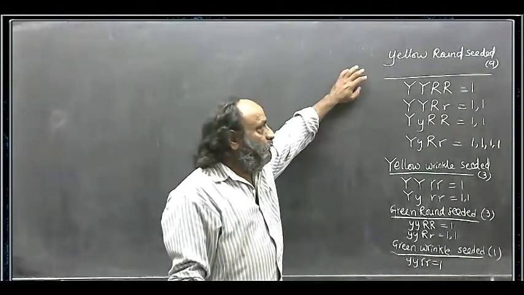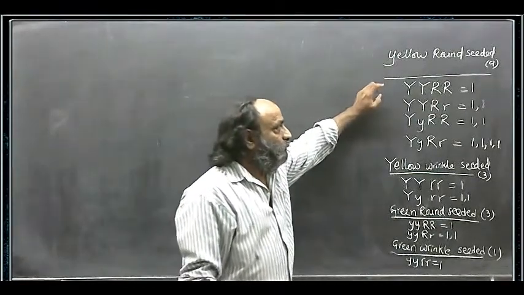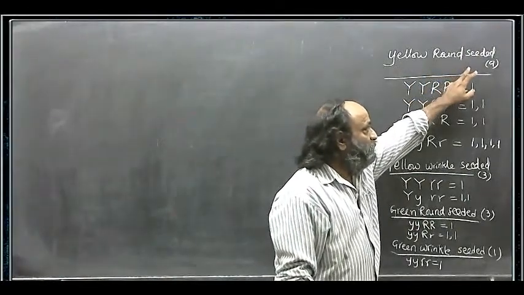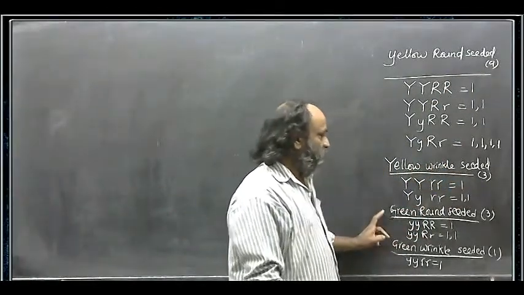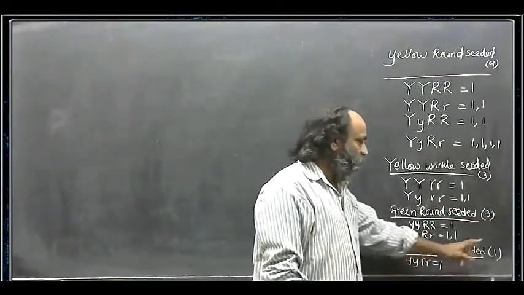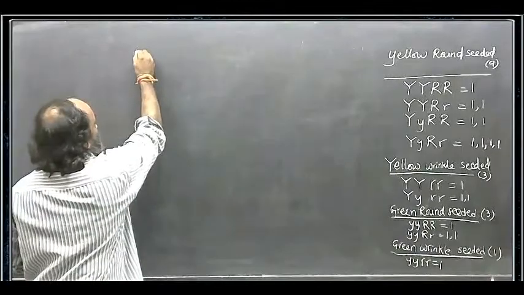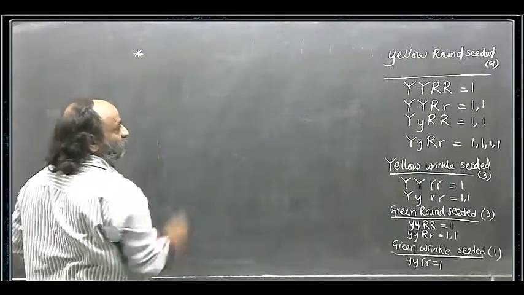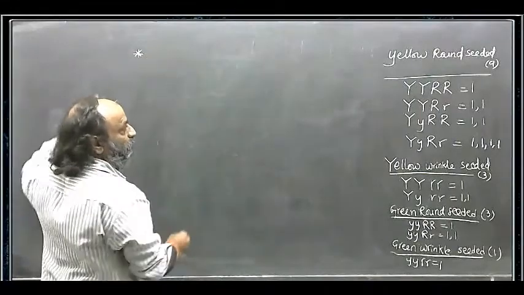So from a typical Mendelian dihybrid cross in the F2 generation, we have reported yellow round seeded plants 9, yellow wrinkle seeded plants 3, green round seeded plants 3, and green wrinkle seeded plants only 1. Now, based on the data that is available here, we can get some objective questions in the form of problems.